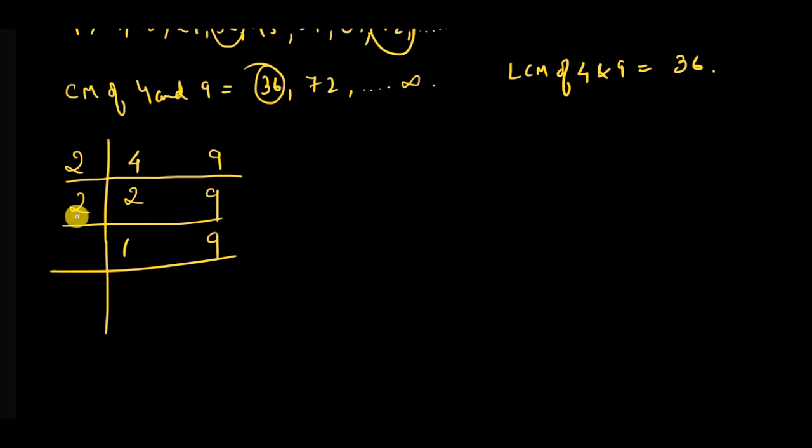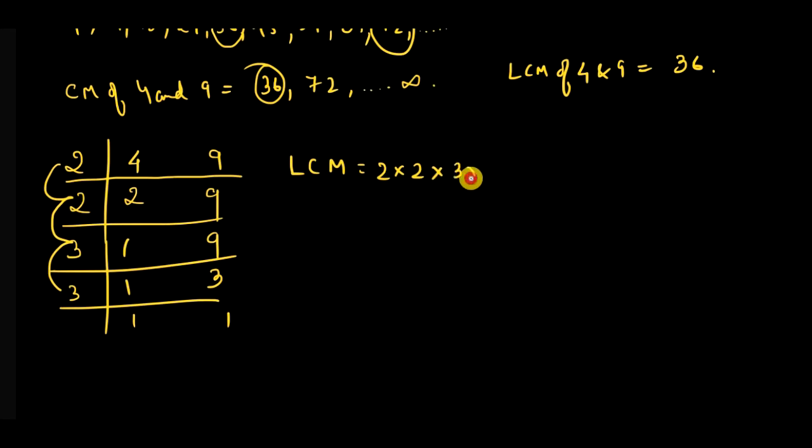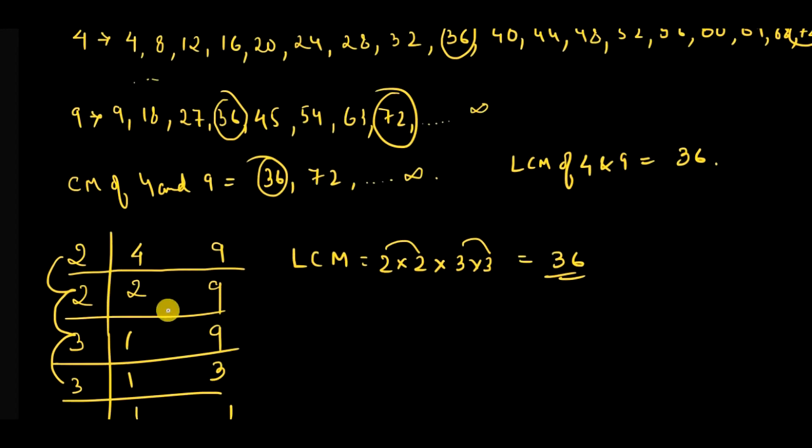The next prime number will be 3. So this 9 is divisible by 3, so I'll just write it down: 3. And again 3. So the LCM is 2 into 2 into 3 into 3, that is 4 times 9, which is 36. It's the same as this one, right? You can do it either this way or this way, but this one is better.